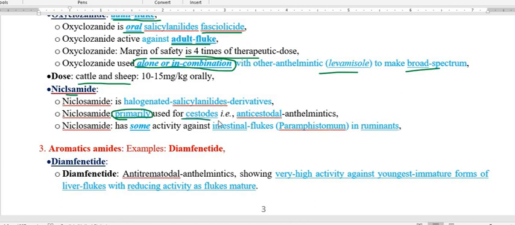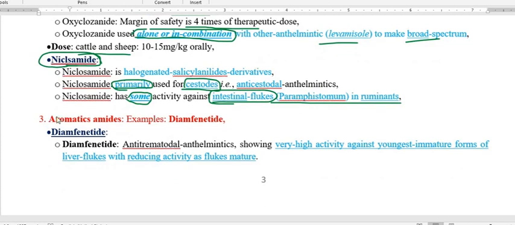No doubt they are also acting against the trematode, but primarily the activity of niclosamide is against the cestode, that is, anticestodal, and also showing some activity against the fluke, not particularly the liver fluke, but acting against the intestinal fluke, that is Paramphistomum in ruminants. So this is all about the salicylanilides. Now we have to move on to another group, that is the aromatic amides, and this drug is diamphenethide.